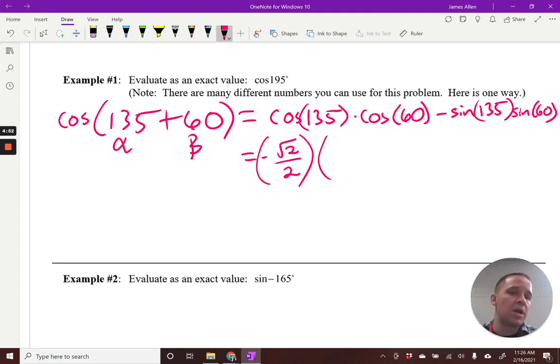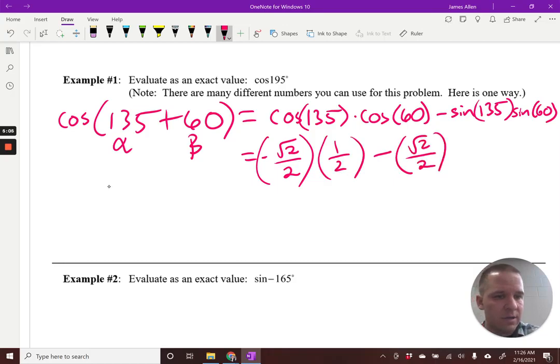Easy to make mistakes. Cosine of 60. I believe didn't we just do that? Yes, we did. That was 1/2. And then minus sine of 135, that's positive in the second quadrant. And then sine of 60 would be root 3 over 2.